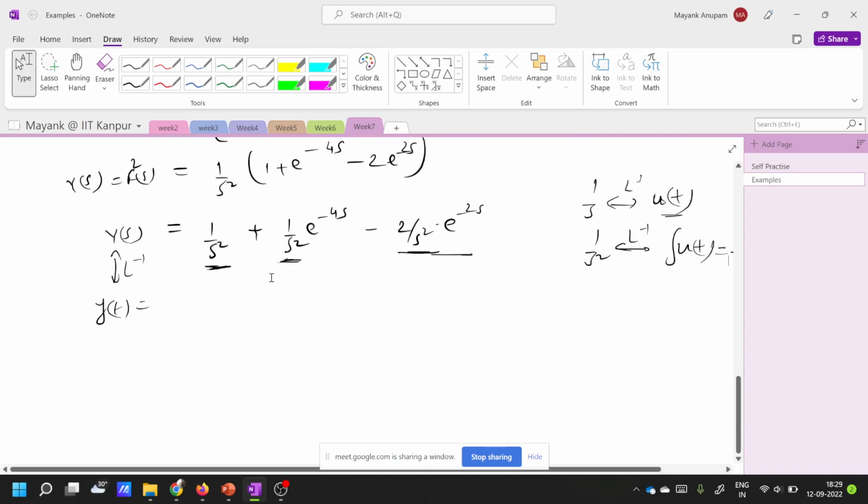So this means that the number of times you multiply by 1 by s is the number of times it is integrated. So this is t u of t. By the way, there will be u of t also, since it starts from 0, not before that. So this is plus 1 by s square.